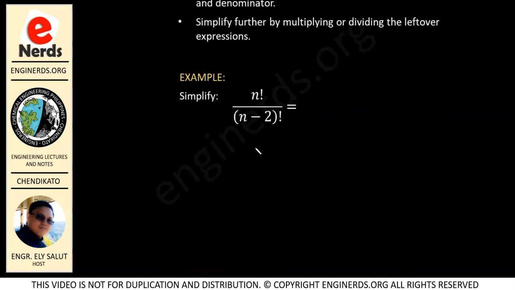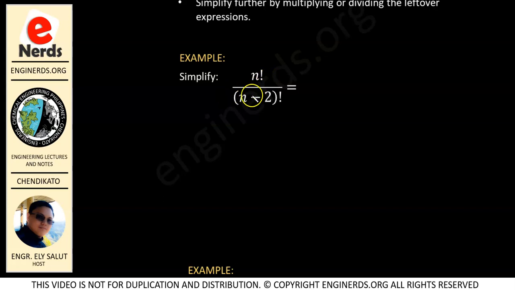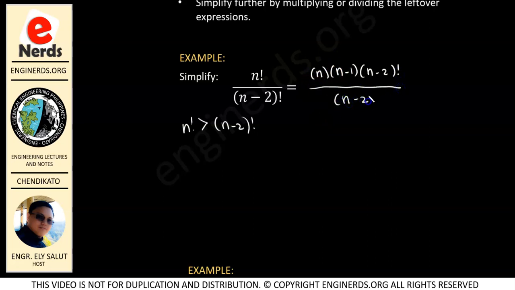leftover expression. Okay? So, we have here n factorial divided by n minus 2 factorial. So, which one is greater? n factorial or n minus 2 factorial? As we have learned earlier, n factorial is greater than n minus 2 factorial, right? So, let us expand our n factorial. We have in our numerator n times n minus 1 times n minus 2 factorial, right? Then, our denominator is equal to n minus 2 factorial.